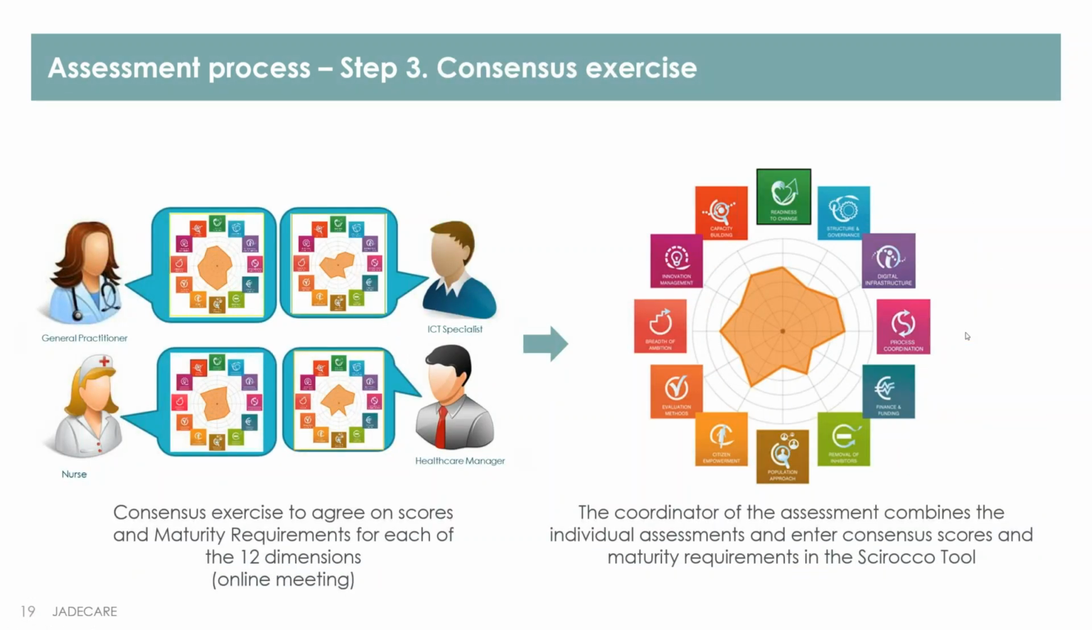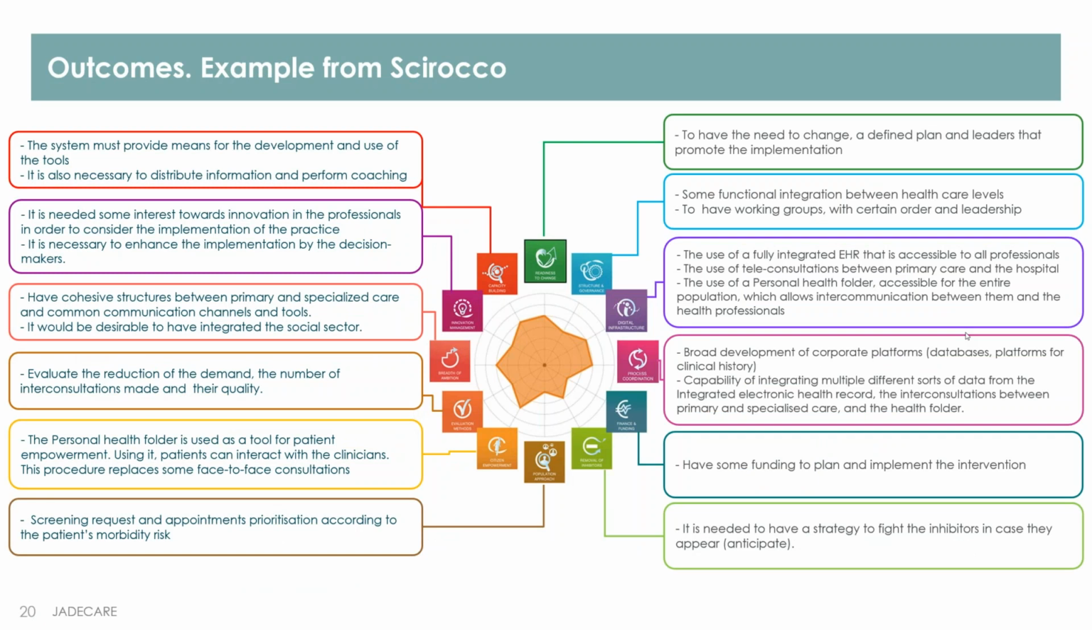Then they will perform a consensus exercise to agree on scores and maturity requirements for each of the 12 dimensions. It will be done, as we are in COVID times, through an online meeting. And the coordinator of the assessment will combine the individual assessments and enter consensus scores and maturity requirements in the Scirocco tool.